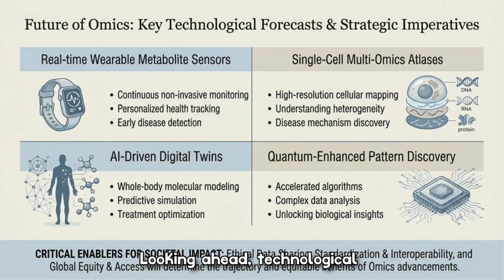Looking ahead, technological forecasts include real-time wearable metabolite sensors for continuous monitoring, single-cell multi-omics atlases for high-resolution cellular maps, AI-driven digital twins for whole-body molecular modeling, and quantum-enhanced analytics for complex pattern discovery, all enabled by ethical data sharing, interoperability, and global equity to maximize societal benefit.